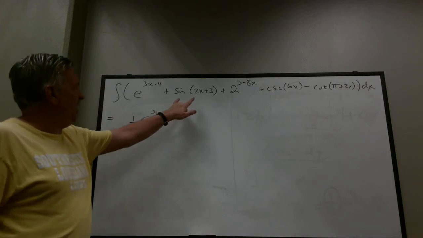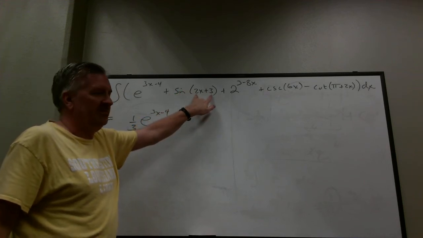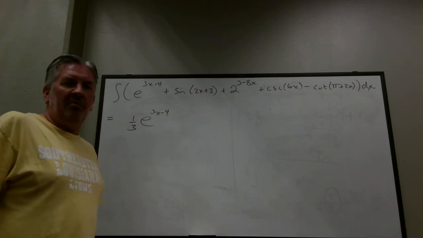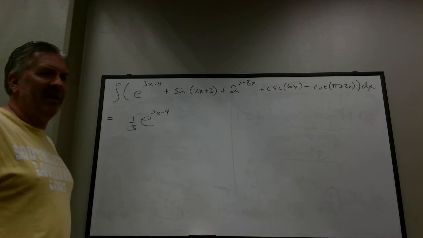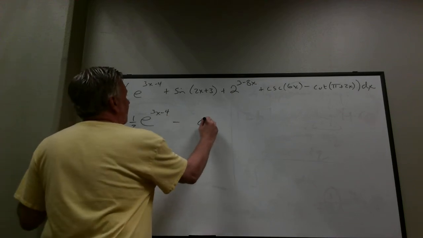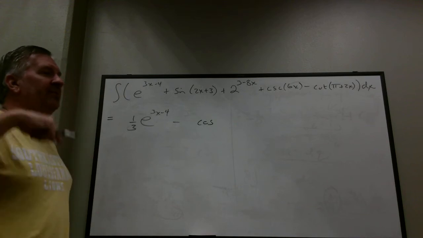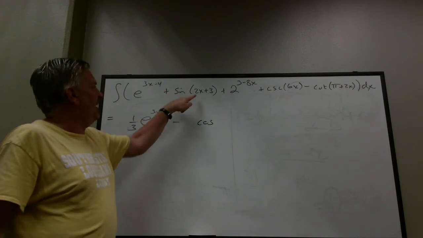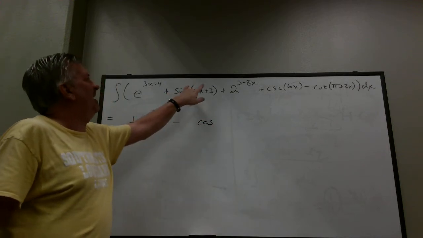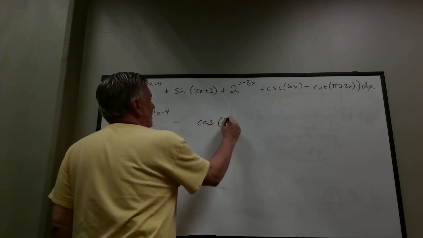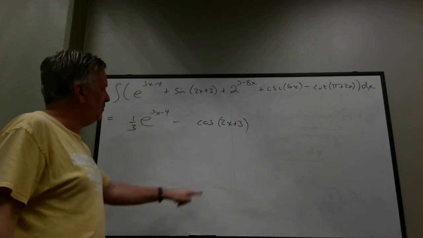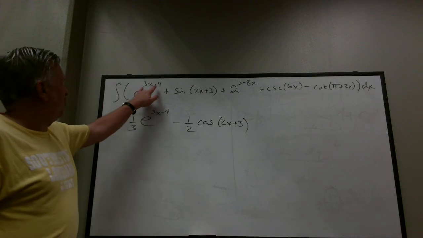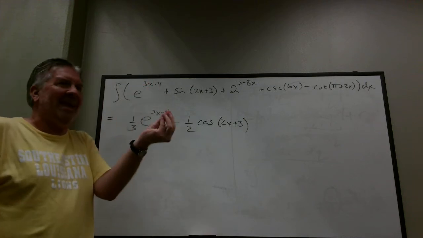Okay, now let's move on to the next one, but this is sine of linear expression. What if this were sine of x? If this were just sine of plain old x, what would the integral be? It's negative cosine x, isn't it? Remember, the derivative of sine x is cosine x. The integral of sine x is minus cosine x. So the integral of sine of linear is minus cosine of the linear. But then what do you have to do? You have to adjust for the slope, one half. Do you see what I'm doing? Just replace the linear expression with just x.